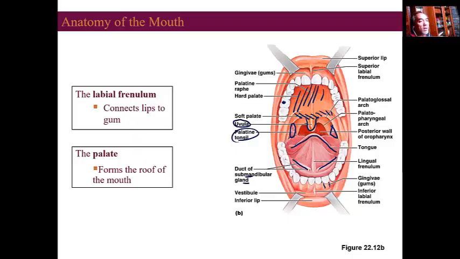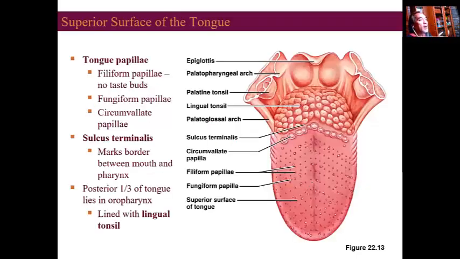Now let's take a look at your tongue first. The tongue has papillae, and there are three of them. The only one of the three that does not have taste buds is the filiform papillae. Remember, the purpose of the tongue is for taste. The filiform papillae are distributed along the upper portion of the tongue, and that's the one that will actually make it rough.